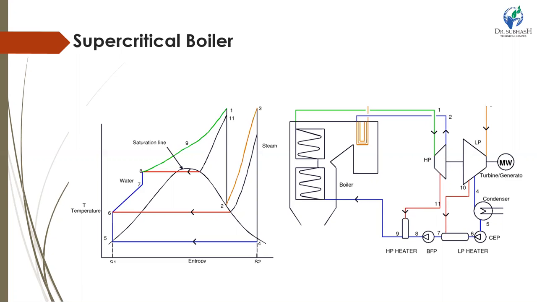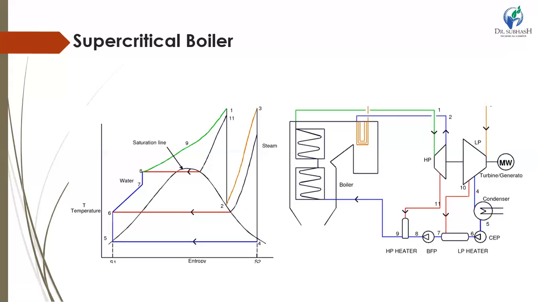Latent heat goes on decreasing with increase in pressure and becomes zero at a pressure known as critical pressure. This point is known as the critical point, and the temperature corresponding to it is known as critical temperature. For steam, critical pressure is 221.1 bar and critical temperature is 374.15 degrees Celsius.